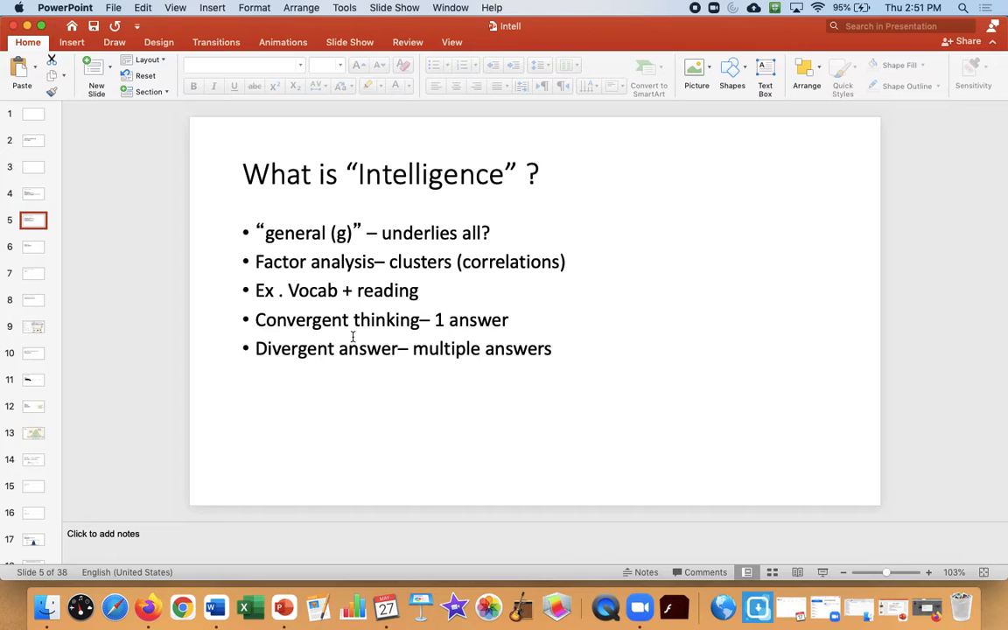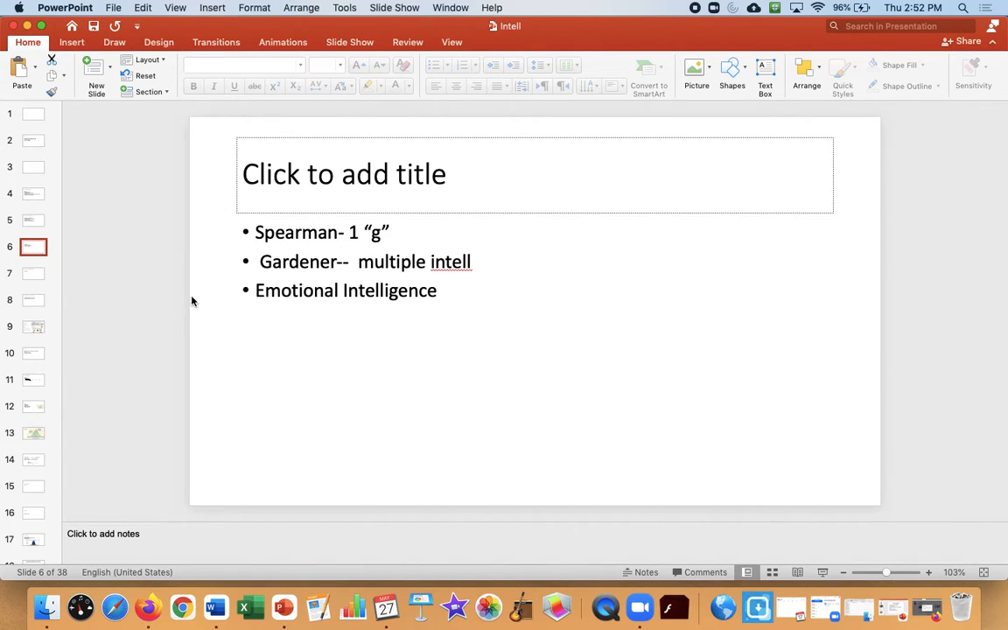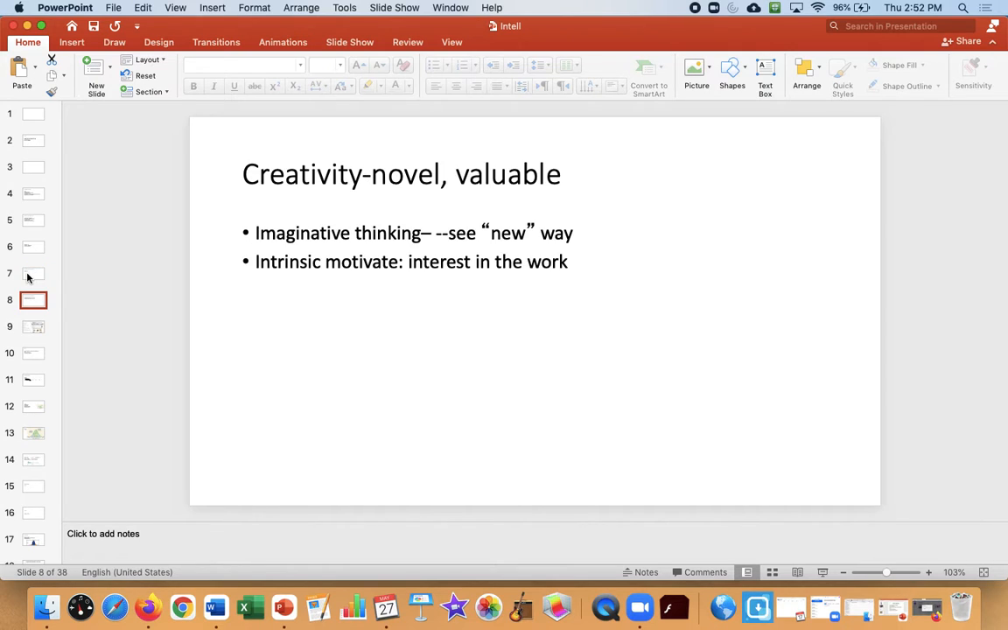Also, be aware, convergent thinking, you converge on one answer. Divergent means more than one, it's multiple answers. Intelligence tests usually measure convergent thinking. Be aware of some of the people like Spearman and Gardner. Be aware of the different people in the packet.